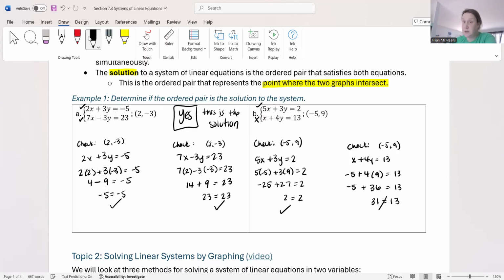So this ordered pair satisfies the first equation, which means that it's a point on that line. It is not a point on the second equation. So we would say, no, this is not the solution.